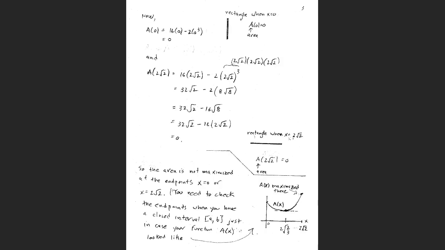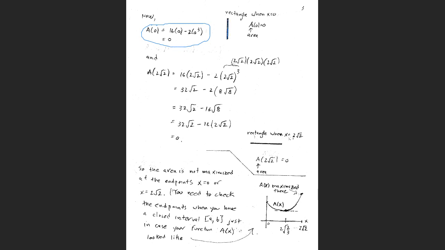What I've done here is I've said, okay, well, suppose x equals 0. A of 0 computes to be 0, and this corresponds to a line segment. I drew a fat line segment here just so you get the idea. But that's going to be your line segment.